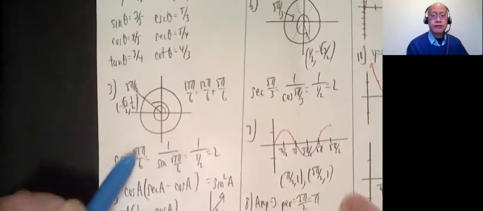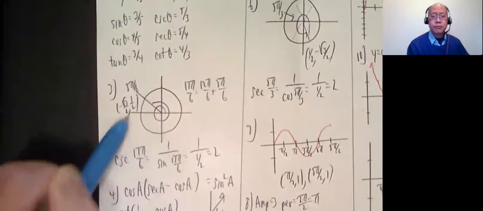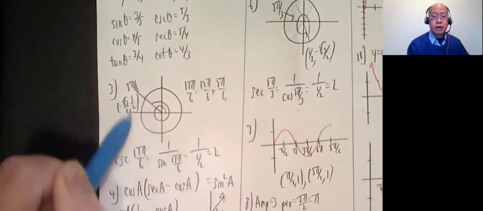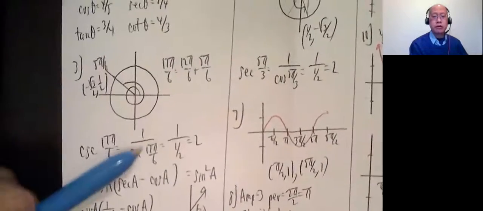Okay, so the cosecant of 17 pi over 6 is 1 over the sine of 17 pi over 6. The sine of 17 pi over 6 is 1/2. 1 divided by 1/2 is 1 times 2 over 1, or 2.